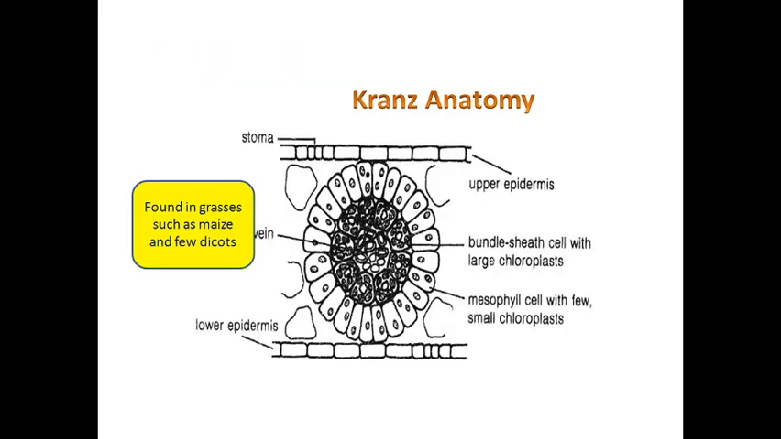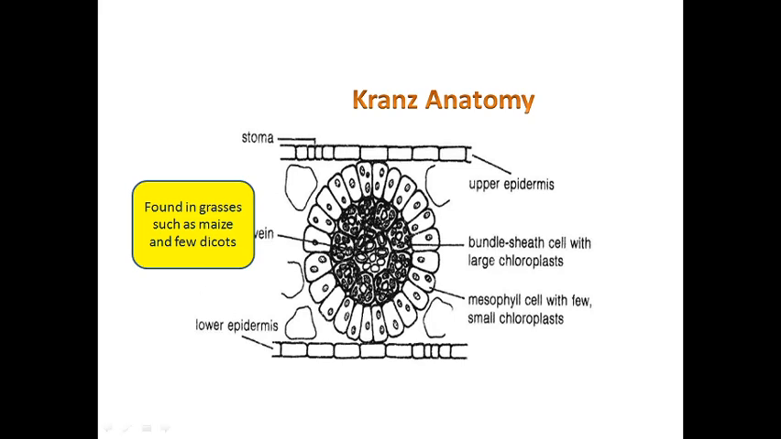So coming to the next, that is the C4 cycle. But before starting the C4 cycle, you must know what Kranz anatomy is. Kranz anatomy is found in grasses. Grasses are monocots, and in a few dicots, like maize, it is also seen. So in the leaves of these plants, a special type of anatomy is seen in the cells, that's called Kranz anatomy.